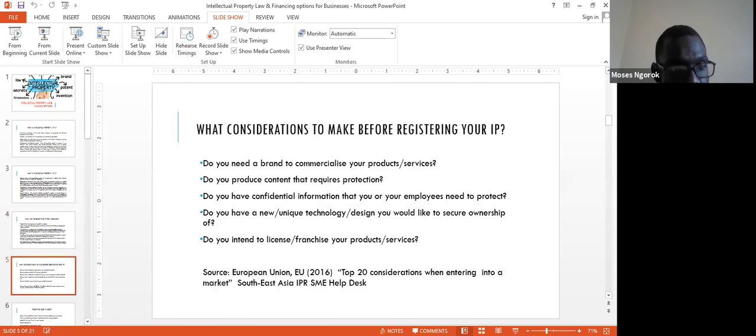Yeah, so I think the next thing that I would like to talk about is, now that we've learned about why it's important to protect your intellectual property, I would like us to consider the steps that we would take in deciding whether to register the intellectual property or not. So these are the considerations.